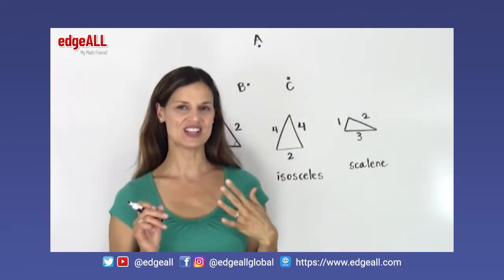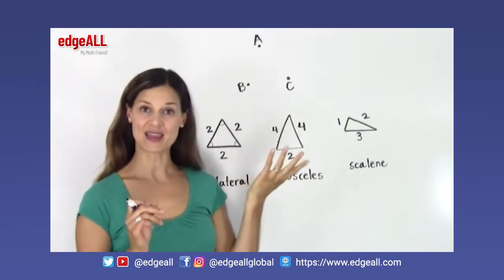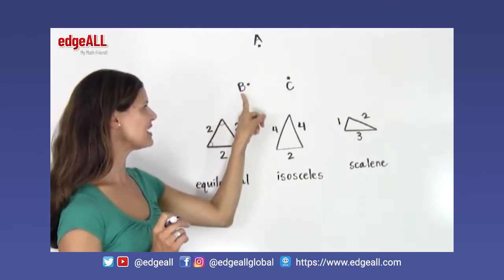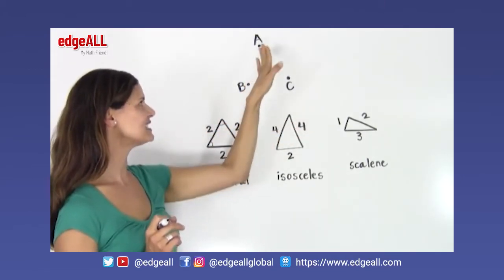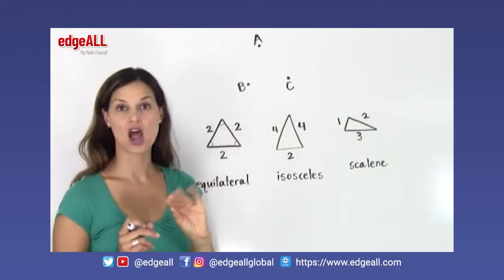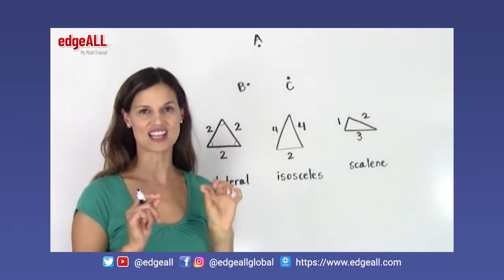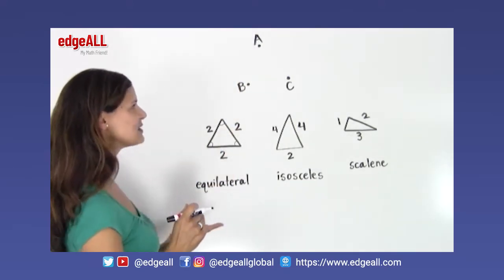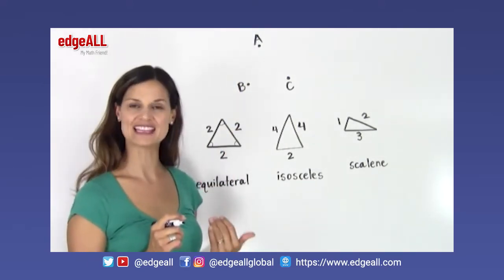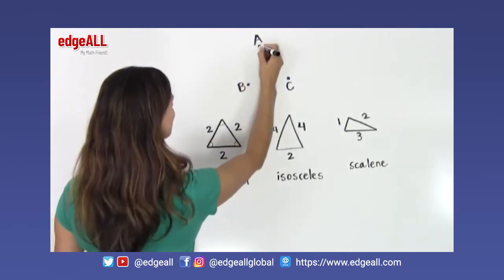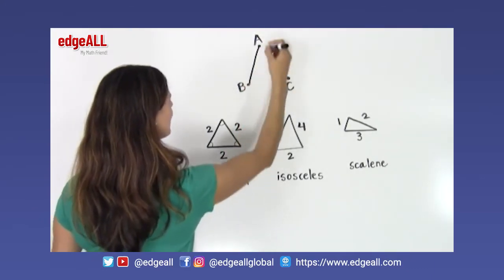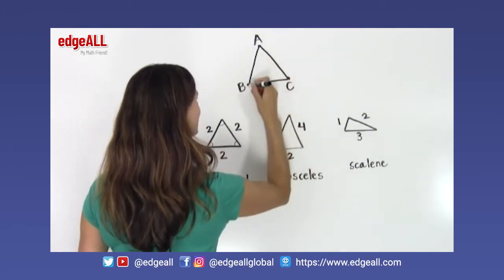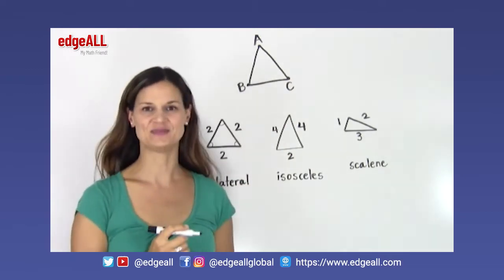So let's take a look at an example of creating one triangle. We are going to use the points A, B, and C. You can see that these points A, B, and C are not all three found along the same line. They are three points not along the same line, and so we can connect them and create a triangle. So I can connect point A to point B, point B to point C, point A to point C, and I now have a triangle.